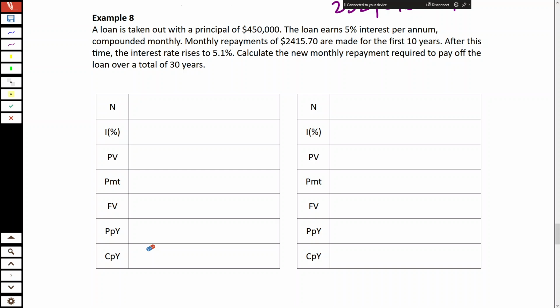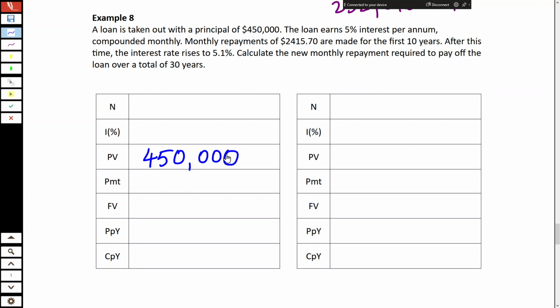Okay. One more example and then I'll let you get back to your work. All right. So this time it's a loan. So it's not a savings account now. This means it's positive for PV. I keep getting negative FV for some reason. It takes practice.